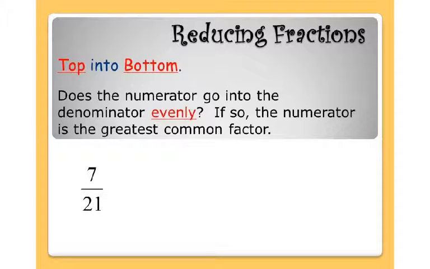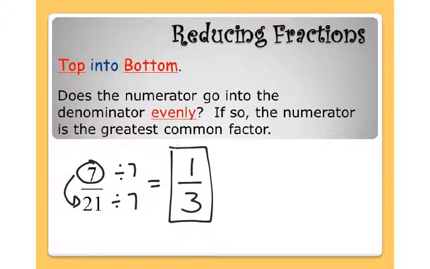The next strategy is called top into bottom. If the numerator goes into the denominator evenly, you are done looking for your greatest common factor. In fact, it's looking at you as you are trying to do the problem. In this example, 7 goes into 21 evenly. In other words, if I skip count by 7, I'll eventually get to 21. In this case, 7 is the greatest common factor. So all I need to do then is to divide the top and the bottom by 7. I will end up with a reduced fraction of 1/3.